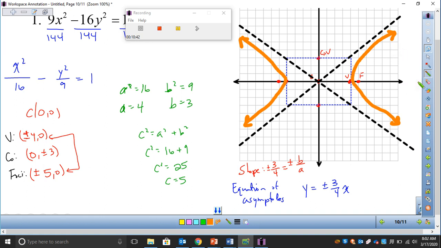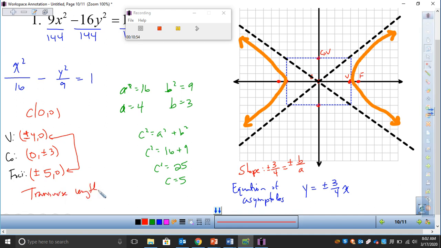Oh, I didn't do the lengths here. I'm sorry about that. So the length of the transverse axis, that is 2a, so that is going to be 8.